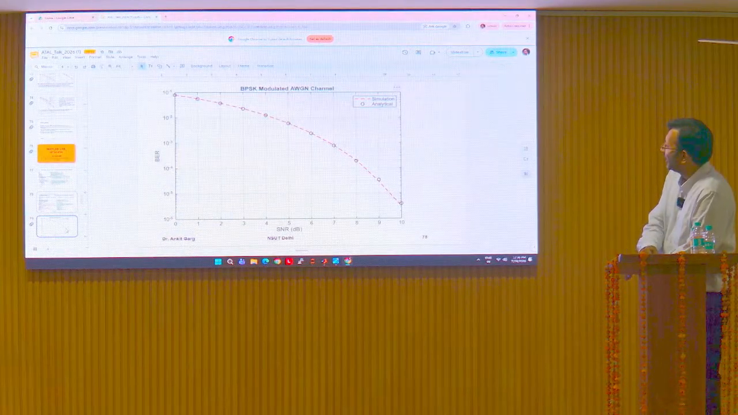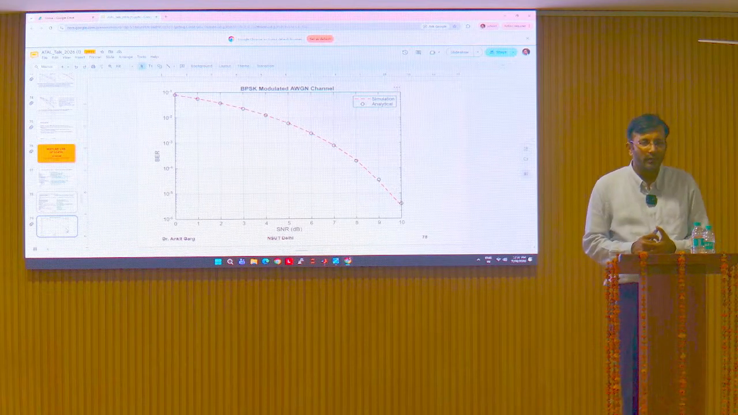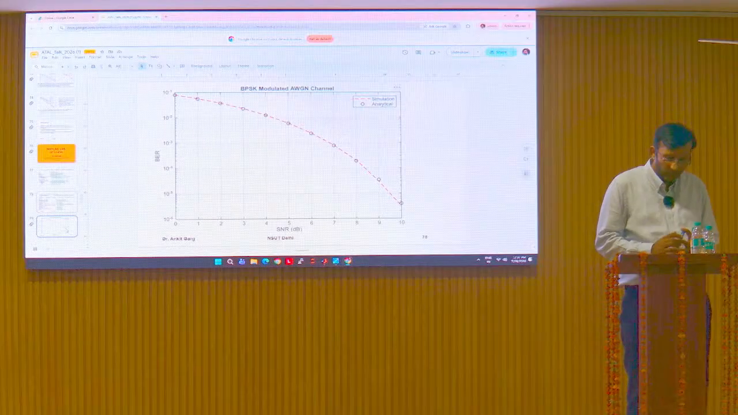This, you can see that simulation and analytical are matching each other. It means we have simulated in a correct manner. ठीक है?